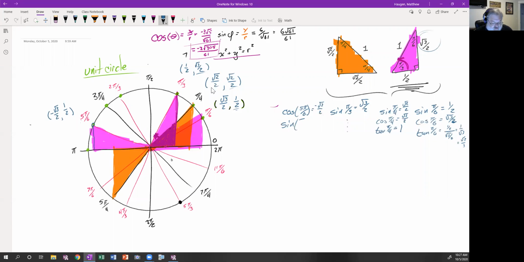Sine at 5 pi over 6. Well, sine in quadrant 2, y values are still positive in quadrant 2, so sine is positive in quadrant 2. It's 1/2. The y value.